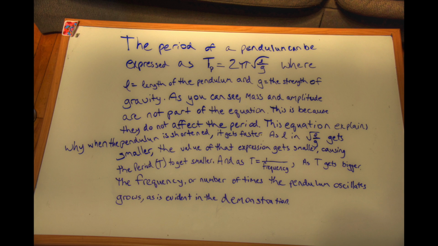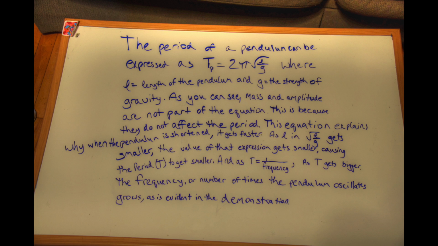The period of a pendulum can be expressed as T_p equals 2 pi times the square root of L over g, where L equals the length of the pendulum and g equals the strength of gravity. As you can see, mass and amplitude are not part of the equation. This is because they do not affect the period.